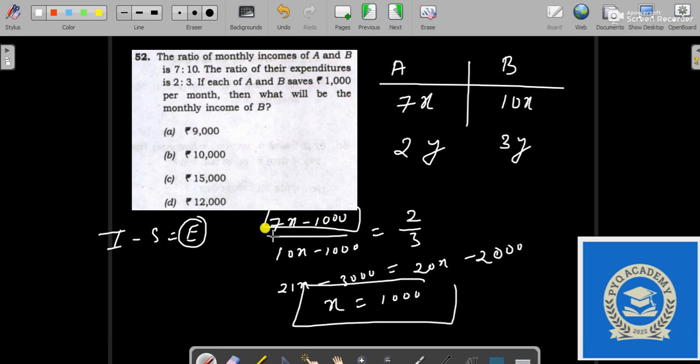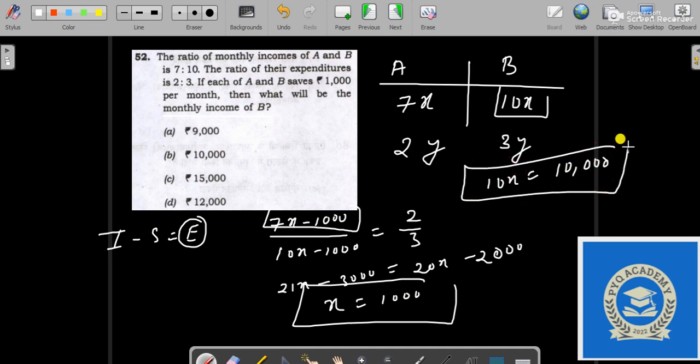In the question it was asking what will be the monthly income of B. So monthly income of B is 10x, so 10x equals nothing but 10,000. So our answer is option B, 10,000. Okay, option B. So let's move to our next question.